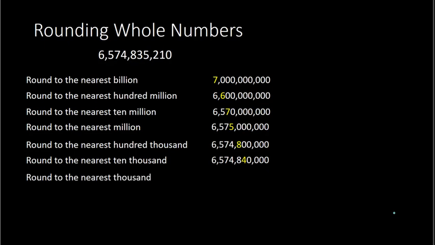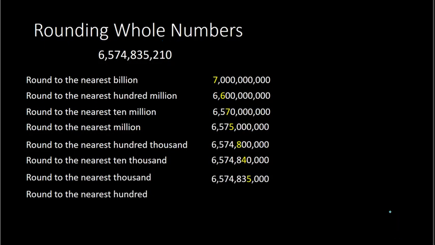Next, we can round to the nearest thousandths place. So here is the thousandths place, and to round this, I'm going to look at the number before it, which would be the 2. So the 2 is less than 5, so therefore I keep this number right here at 5. So that stays as 6,574,835,000.